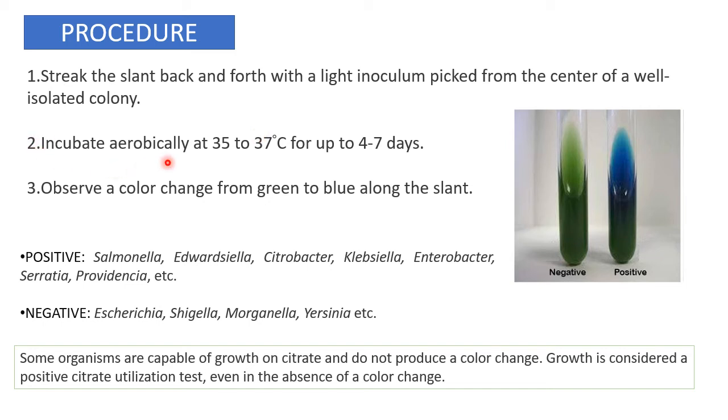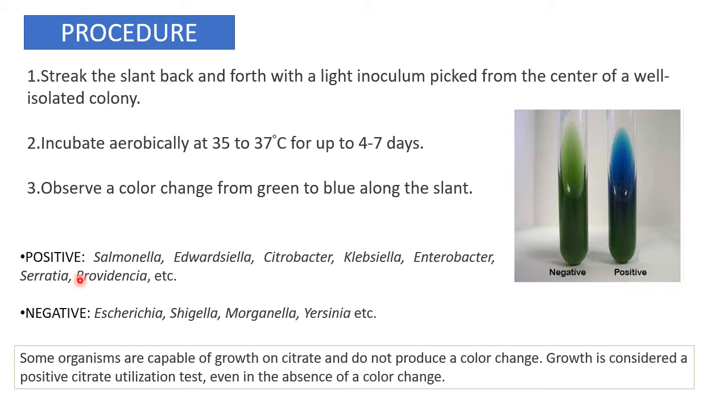After streaking, you incubate aerobically at 35 to 37 degrees Celsius for up to 4 to 7 days. Then you observe a color change from green to blue along the slant. At pH 7 or 6.9, the bromothymol blue is at neutral pH, so it is green. When the pH shifts toward alkaline due to bacterial growth, the color changes to blue. If you get such a blue color, then you interpret it as positive, that yes, your bacterial culture, whichever you are testing, is citrate positive. That means it can utilize citrate.